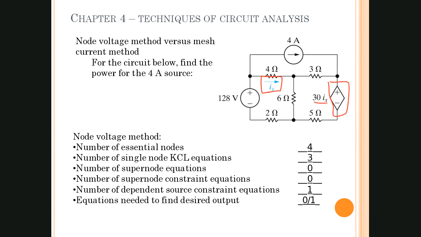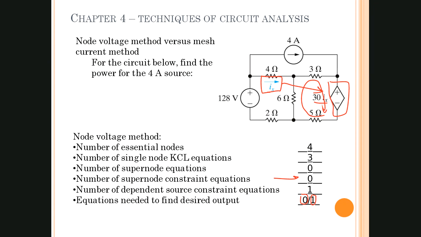Because this is not just dependent on this particular loop, whatever current's going through there, it's also dependent upon over here, so it's constrained by that. And again, it'll make sense, the equations needed to find the desired output. We do not have any supernode constraint equations, and that's fine, so we have 0. And the equations needed to find the desired output is just one equation.